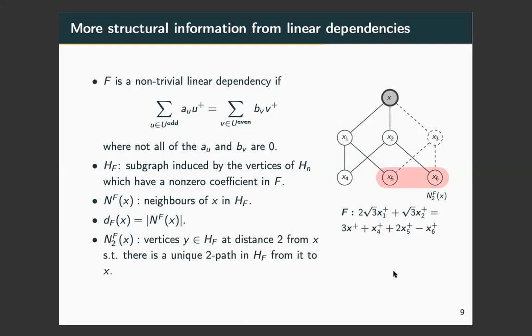N2_F of x denotes the set of vertices y that are at distance 2 from x and have a unique path in H_F from it to x. Here, x5 and x6 form the N2_F of x, as there is a unique path from x to each of them through x1 and x2 respectively. But x4 does not belong to this set, as there are two paths in H_F from x4 to x.